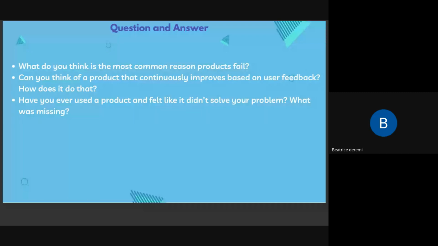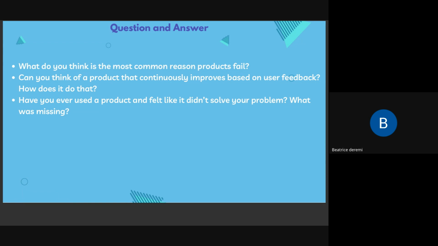For example, a while ago I downloaded a CV app because I wanted to use it to build my CV. After downloading it to my phone, it didn't say I would have to pay. But after downloading, they requested money for me to use the features. So I lost interest and deleted the app immediately. They didn't solve my problem. So that's one of the reasons products can fail.